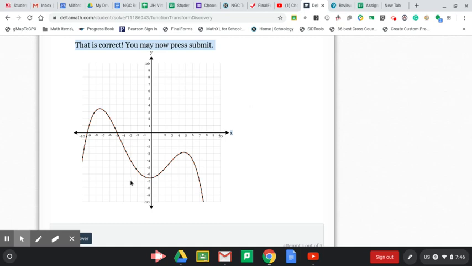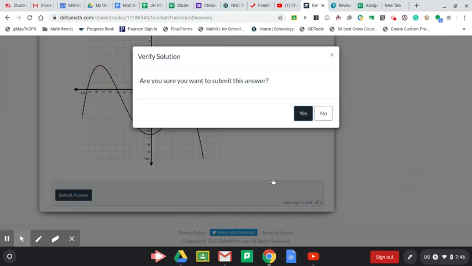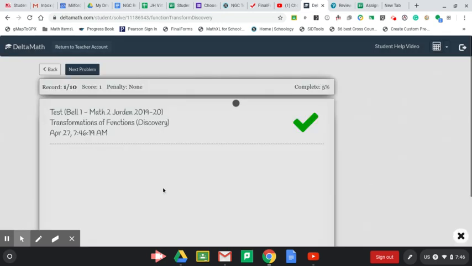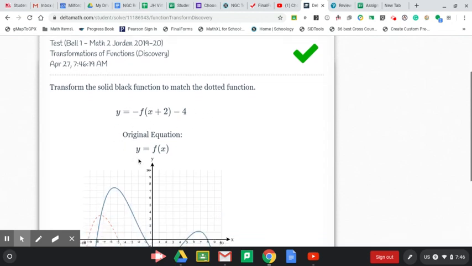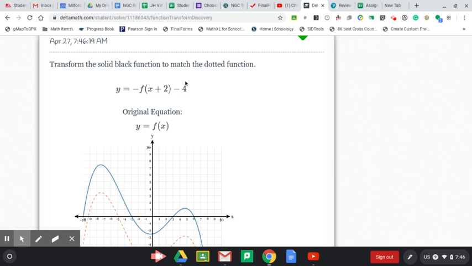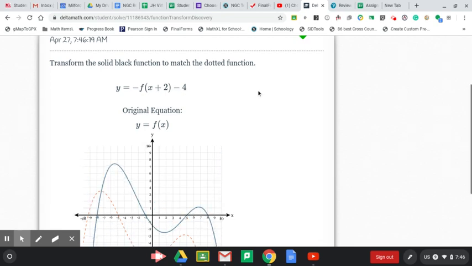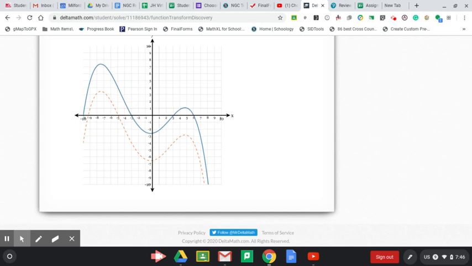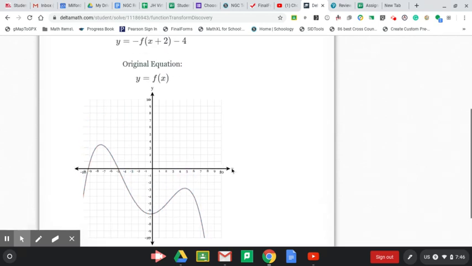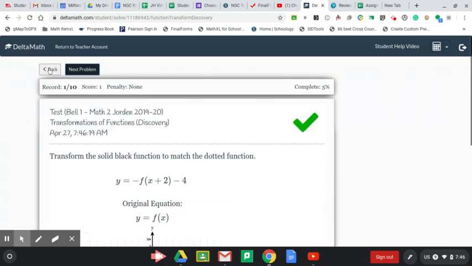Okay, so I've got it over top. It tells me this is correct. You may now press submit. I'm sure, yes, you already told me it's correct. And it kind of verifies this for us here, gives us that original. So that was my f of x, and we modified it or transformed it by putting the negative in front, plus 2, and then minus 4. And it still kind of walked through those different transformations there. So this is just kind of meant to help walk you through step by step on these. So that's the first type.